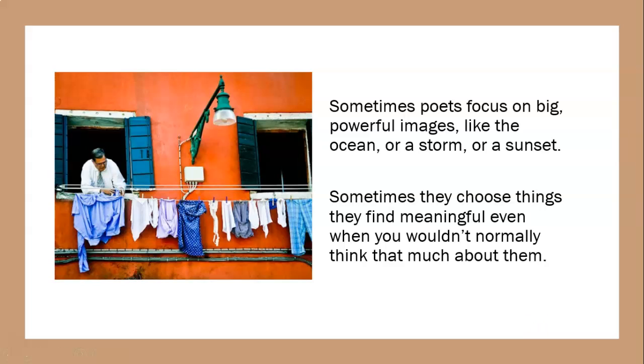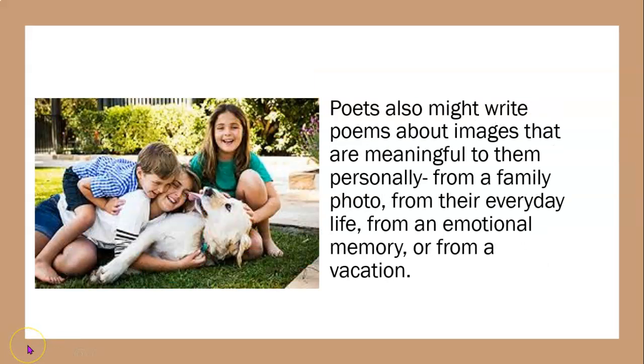Sometimes poets focus on big, powerful images like the ocean or a storm or a sunset. Sometimes they choose things they find meaningful even though you wouldn't normally think that much about them. Poets also might write poems about images that are meaningful to them as a person. So they might be inspired by a family photo or something that they saw in their everyday life or something from an emotional memory they have or even from something like a vacation that inspired them. Poets find these images to describe in their everyday life.